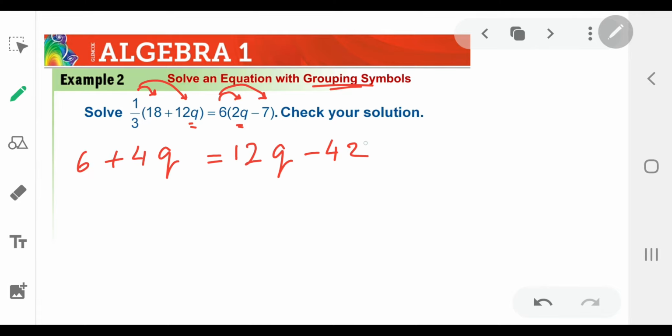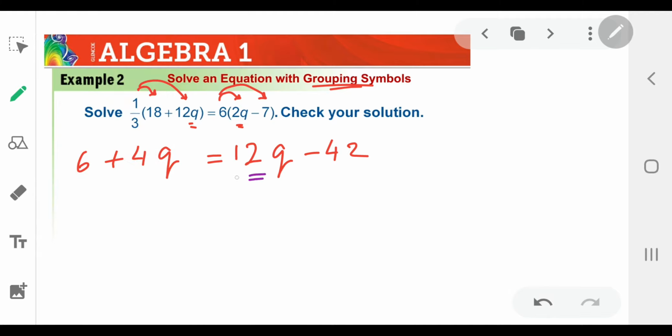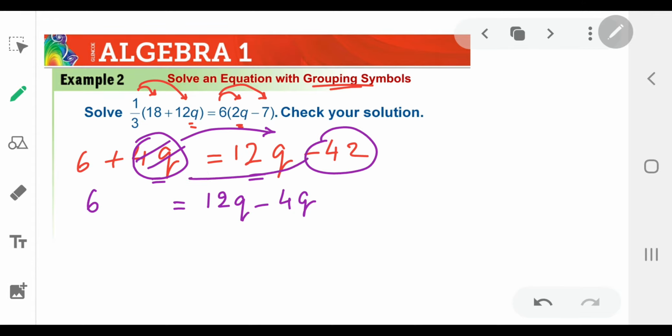Again, the tip is to put all the variables, let me use another color, all the variables like 12Q and 4Q on one side, and you always drag the smaller coefficient to the bigger coefficient. So I drag the 4Q with the opposite sign to the 12Q. Why do I do this step? To avoid having negative signs with the variable. 12Q minus 4Q, and now after taking the 4Q I still have the 6. I will drag the 42 with the opposite sign.